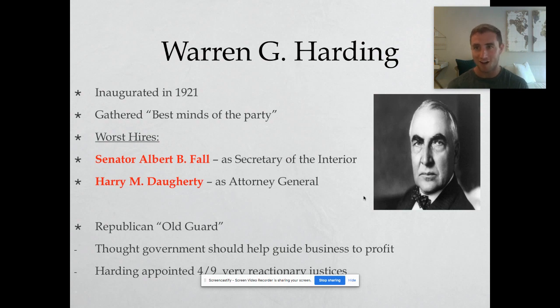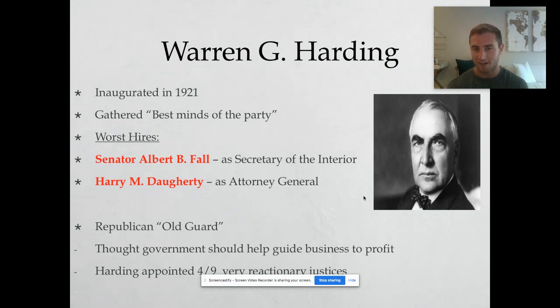Harding is not a strong American president. He's going to have a tremendous amount of problems. First of all, in forming his cabinet, he's going to make 2 grave errors. The first is when he hires Albert Fall to be the Secretary of Interior. Albert Fall is an oil mogul, and so that's essentially like hiring a wolf to defend the sheep.